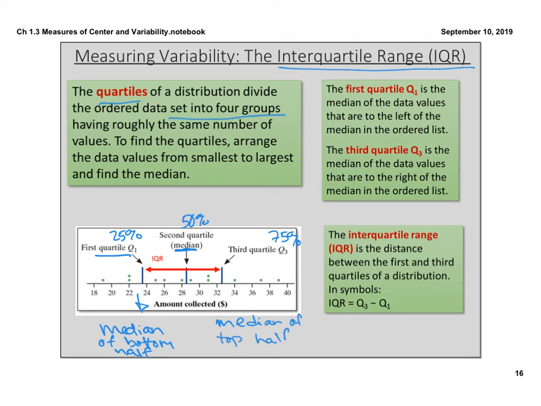So you can see that over here. The first quartile is the median of the data values that are to the left of the median of the whole list. The third quartile is the median of the data values that are to the right of the median of the whole list. The IQR is that middle range. It's Q3 minus Q1, or in other words, the middle 50% of the data. If you wanted the middle 50% of the data, you'd be looking at the IQR.